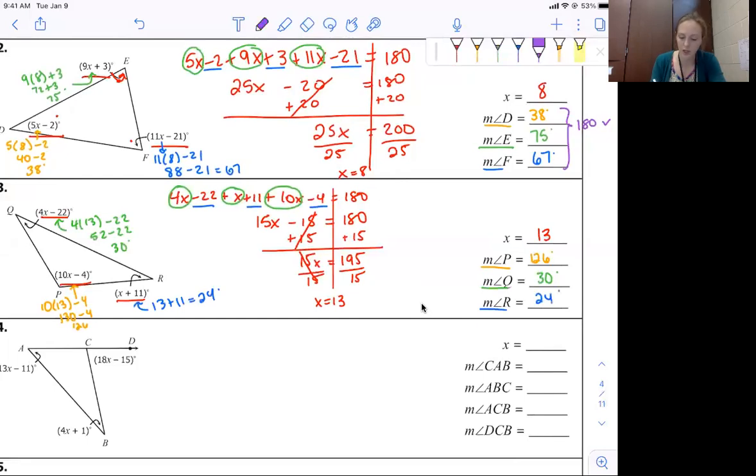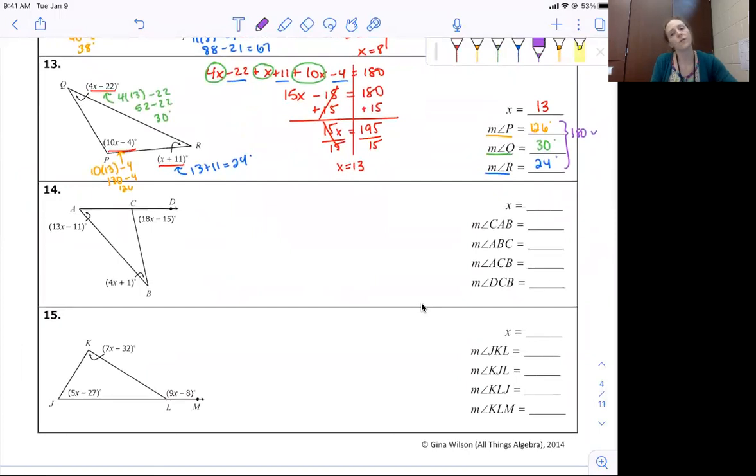Again, I like to double check my answers. So I'm going to add up 126 plus 30 plus 24. That equals 180. That's good. Taking that 5 seconds to check it and plug it in a calculator, it's worth it to make sure I have the right answers.